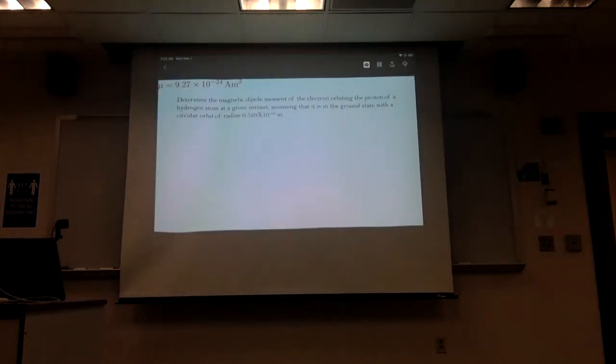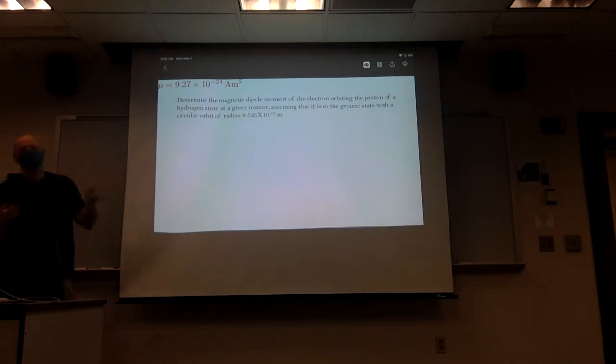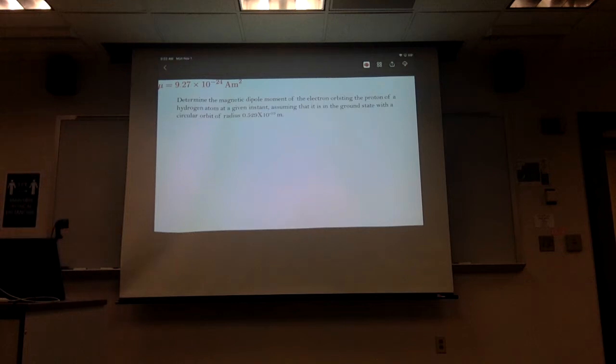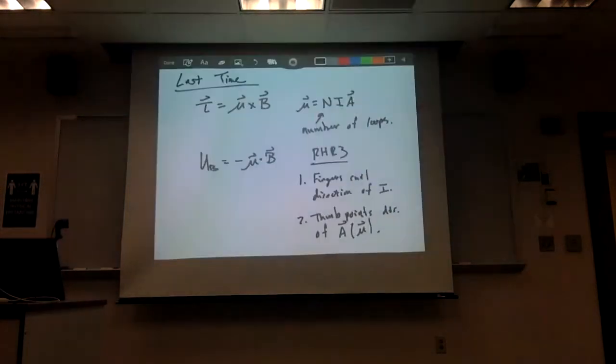The first example says, determine the magnetic dipole moment of an electron orbiting a proton in a hydrogen atom at a given instant, assuming that it is in the ground state with a circular orbit of radius 0.529 times 10 to the minus 10 meters. This is what's known as the Bohr radius. So it's in the ground state, i.e. it's at its Bohr radius. In this case, we're going to look at Bohr's planetary model of the hydrogen atom.